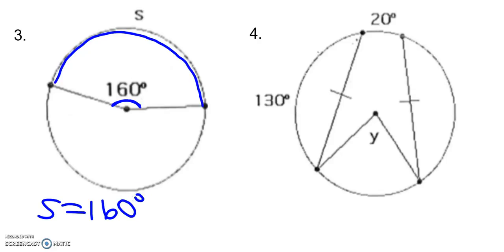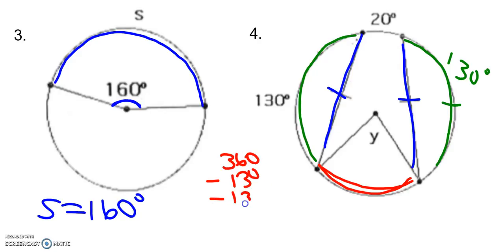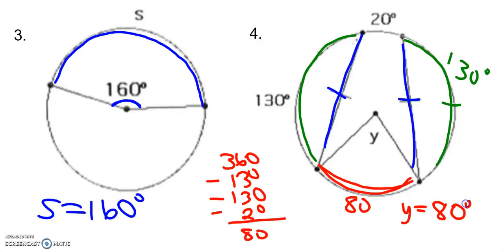And then lastly, we have congruent chords, which tells us that these arcs are also congruent to each other. So we know this measures 130 degrees. So to figure out what this minor arc measures, we're just going to do 360 minus 130 minus 130 minus 20 to give us 80 degrees. So that's what this last arc equals. And then since we have a minor arc and a central angle, we know that y is also going to equal 80 degrees. Alright.